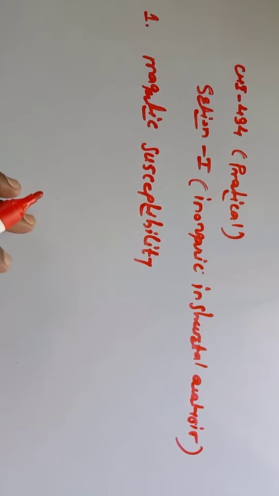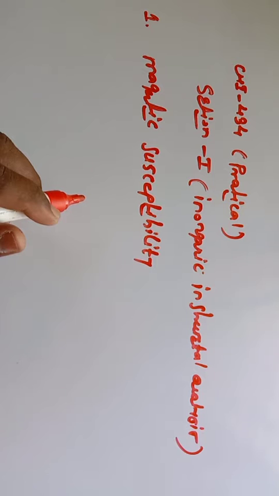There are different methods used to determine the magnetic susceptibility, but in today's lecture we discuss only the Gouy method to determine the magnetic susceptibility of a material, because it is a very simple method. Before that, what is this magnetic susceptibility?